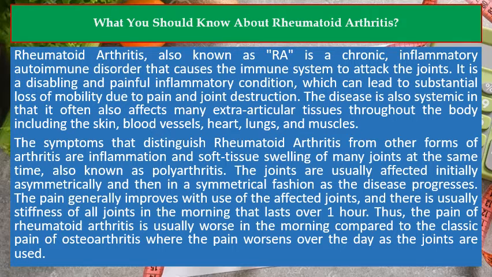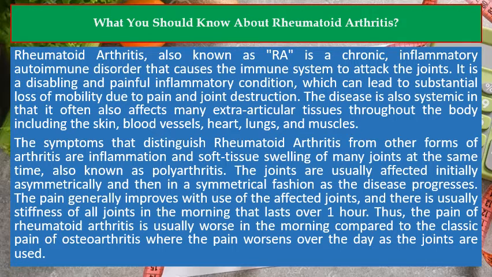joints. It is a disabling and painful inflammatory condition, which can lead to substantial loss of mobility due to pain and joint destruction. The disease is also systemic in that it often also affects many extra-articular tissues throughout the body, including the skin, blood vessels, heart, lungs, and muscles.